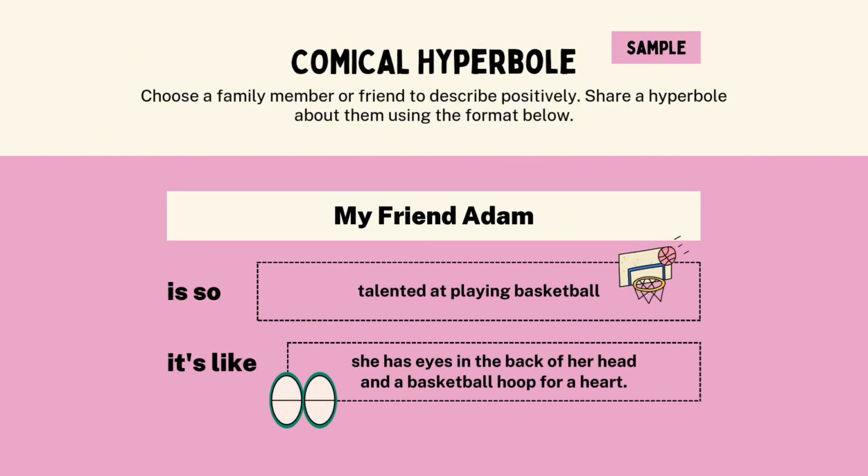So, for my example, I said my friend Adam is so talented at playing basketball. It's like she has eyes in the back of her head and a basketball hoop for her heart. What did you guys get? Make sure you comment your responses below. I'm looking forward to seeing them.